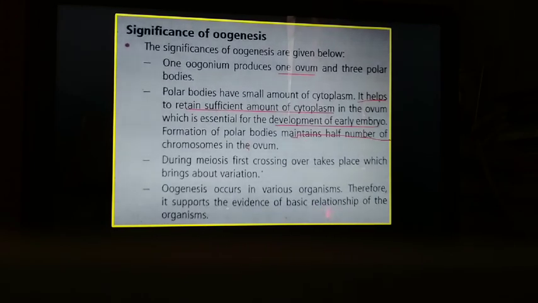Next, during meiosis 1, crossing over takes place. Due to this crossing over, it brings variation in an individual. Next, oogenesis occurs in various organisms, and due to this it supports the evidence of basic relationships of organisms. So these are some significances of oogenesis.